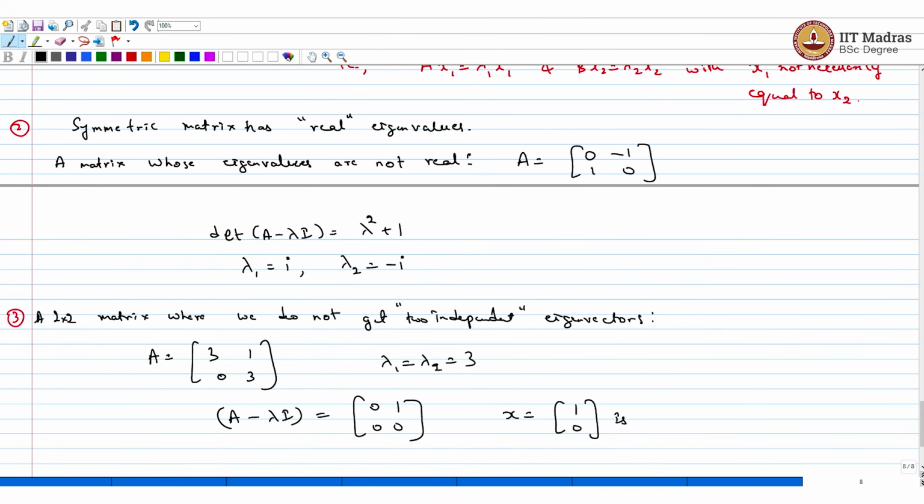So we do not get 2 independent eigenvectors for this 2 cross 2 matrix. (1, 0) is an eigenvector, and there is no other eigenvector that is linearly independent of x.